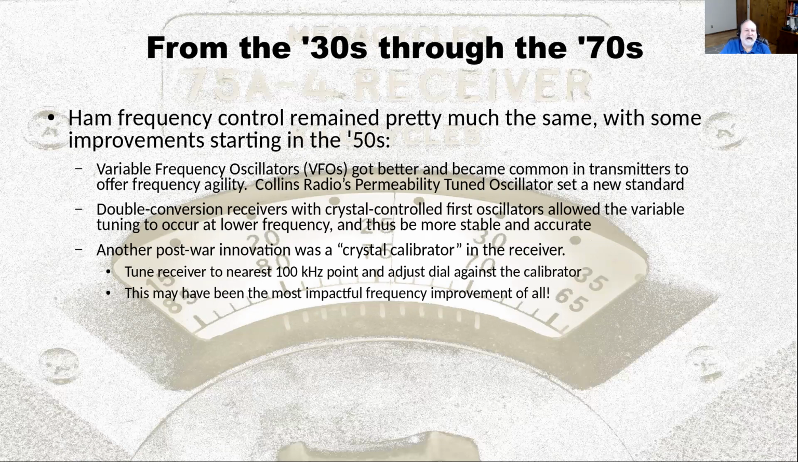On the receiver side, double conversion receivers started to show up. This is a type of superhet that had a crystal controlled first oscillator that would mix the input frequency down to a lower frequency. So maybe 10 meters at 28 megahertz might be mixed down to 1 megahertz. And then a variable oscillator would provide a second injection frequency that would tune the signal from that lower frequency, and then it was demodulated. That lower frequency variable tuning was more stable and accurate than trying to tune up at 10 meters. So these provided much better performance at higher frequencies than the older radios.